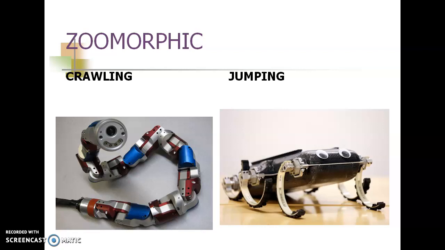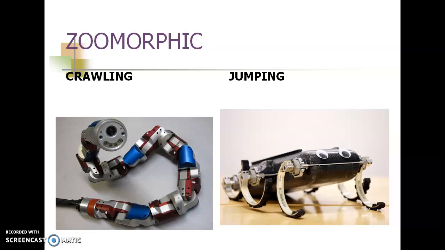So what is the purpose of these kinds of zoomorphic robots? Again, the main purpose is for spying operations, or otherwise it is used for finding human beings during natural calamities. During the natural calamities, the human beings may get trapped in the debris. So in those cases, they cannot be easily identified externally. So these types of zoomorphic robots with a camera can go inside the debris and view the human beings using the camera.